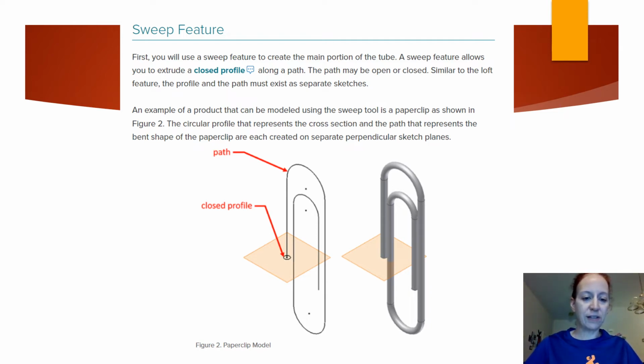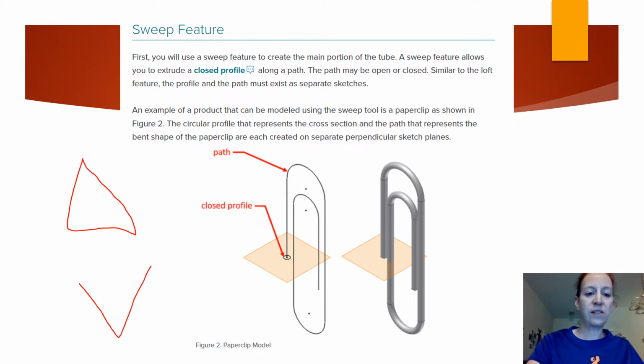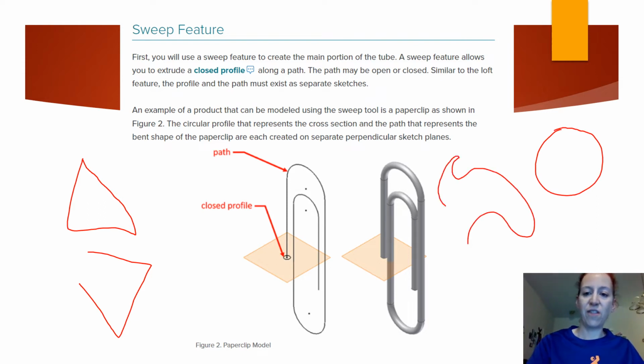Well, you know what? That's way easier for me to show you. So this is a closed figure. A triangle is a closed figure. This is not closed. I think you guys get the idea. So this is closed. That is not closed. So the profile that you're going to sweep along the path has to be a closed profile. And then pretty much what you do is you sweep it along some kind of path, and that path can be open or closed.